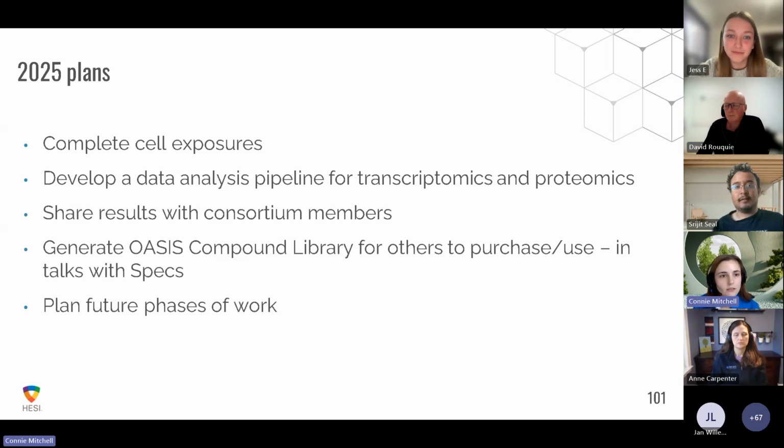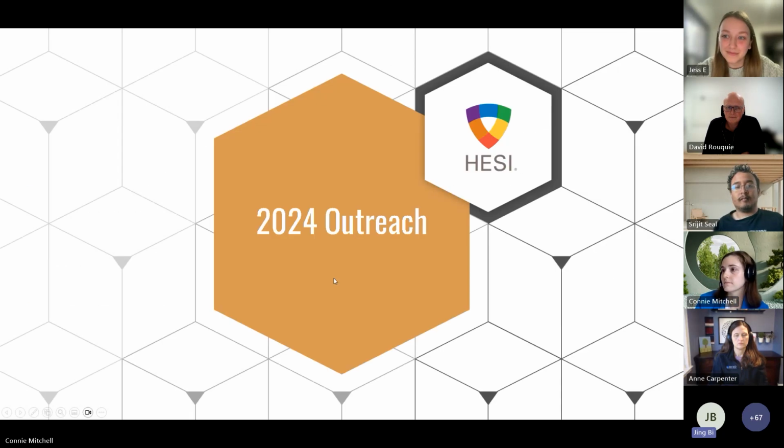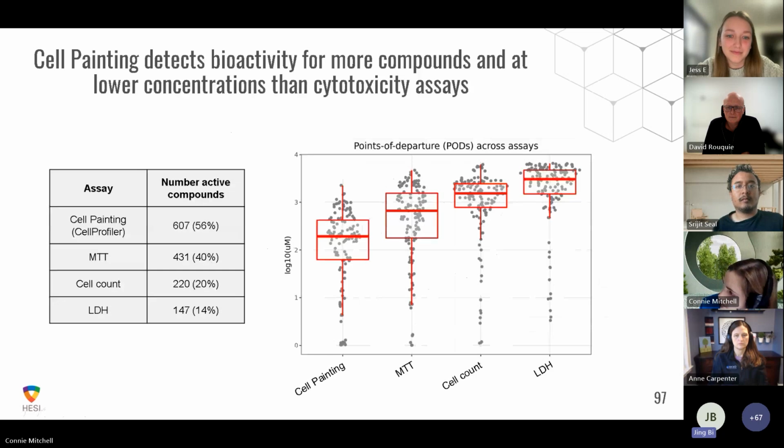See a couple hands. Let's go to Jing next. Hi, very nice talk. Can I ask about how do you define bioactivity on your, I think, slide 97? So I'm just wondering, because you got so many compounds in this study, can you start to give a compound-specific bioactivity rather than just we can see MTT signal, LDH signal. So can we get more from the cell painting study?